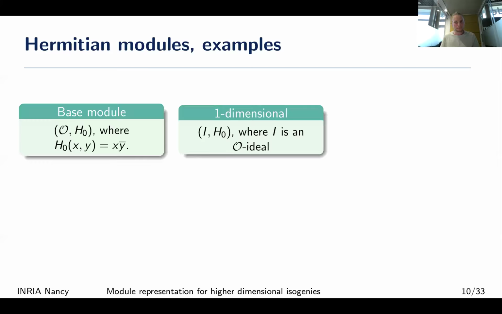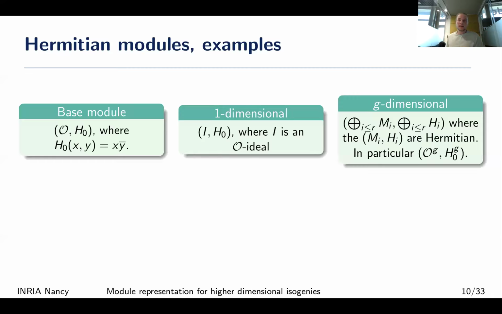Now we want to go to higher dimension, meaning higher rank modules. We can take the direct sum of Hermitian modules, and it stays an Hermitian module. In particular, something that will be very important for us is the base module of rank G, which is just G copies of the ring O, so really the vectors with G coordinates over O. The Hermitian form that we put on it is just the same Hermitian form as H0, but acting component-wise. So it's really something that we can grasp.